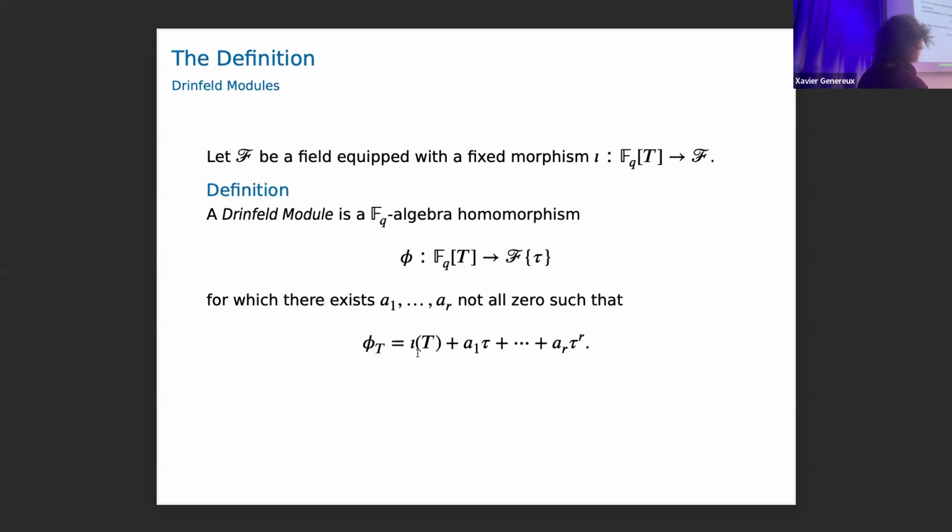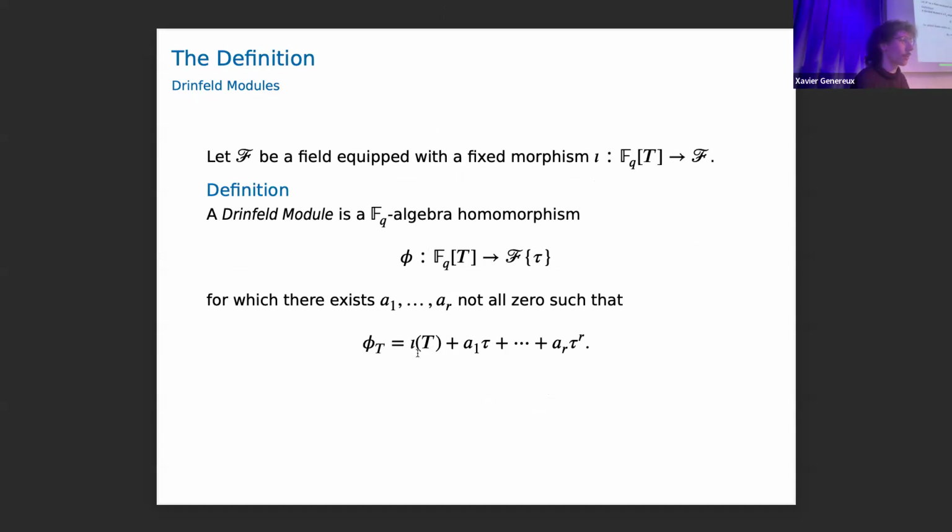Okay, and finally, this is my definition of the different modules. So I have a field F, with a fixed morphism from the polynomials into F. Okay, so this doesn't have to be injective, but it has to be a morphism. And then what's a differential module?